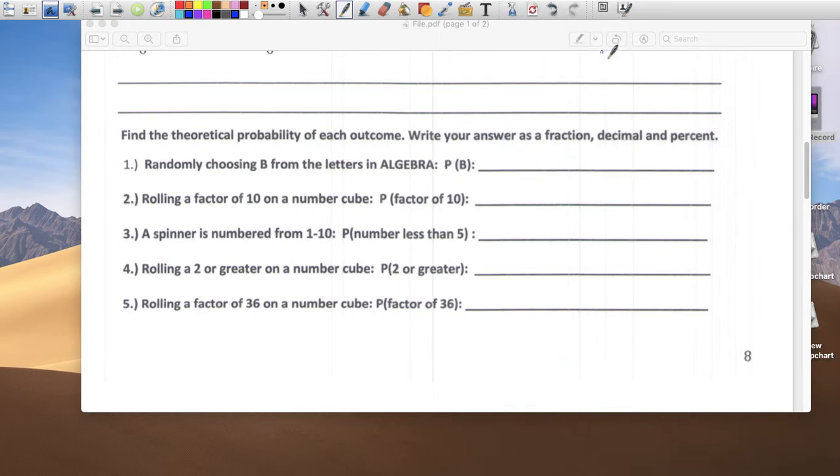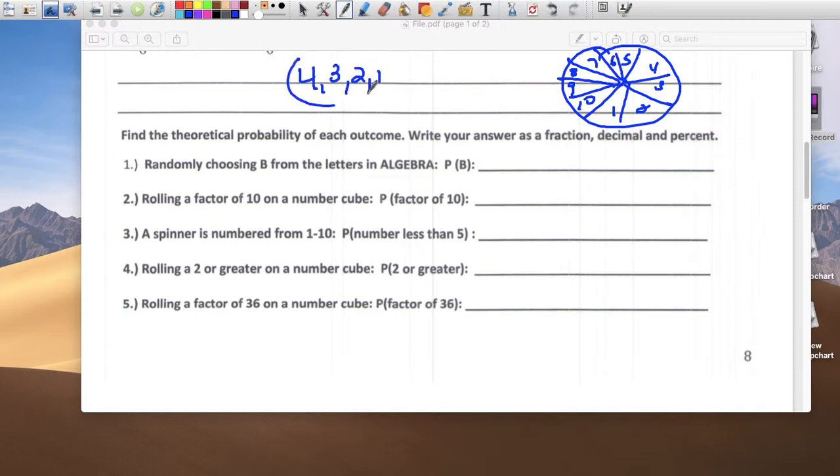Now we have a spinner divided into 10 parts: 1, 2, 3, 4, 5, 6, 7, 8, 9, 10. And we want a number less than 5. Less than 5 will be 4, 3, 2, 1. So there are 4 numbers out of 10, or 2/5, or 0.4, or 40%.